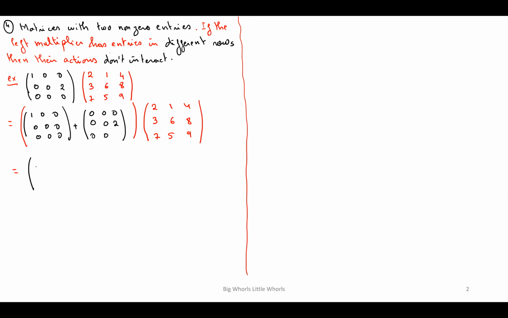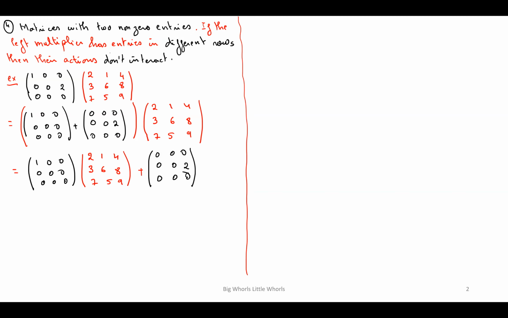So this is the same as saying that 1, 0, 0, 0, 0, 0, 0, 0, 0 multiplied by the matrix. So let's distribute over addition. So we have 2, 1, 4, 3, 6, 8, 7, 5, 9. Okay, plus here the rescaling matrix is 0, 0, 0, 0, 0, 2, 0, 0, 0. So there is no mixing here.